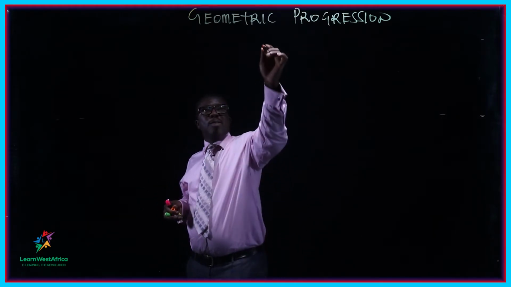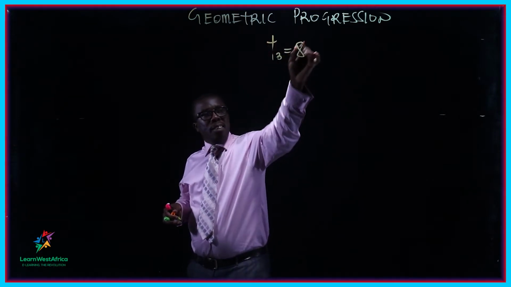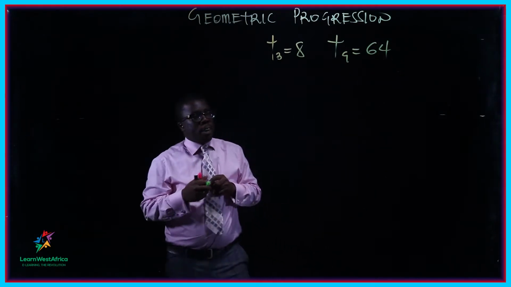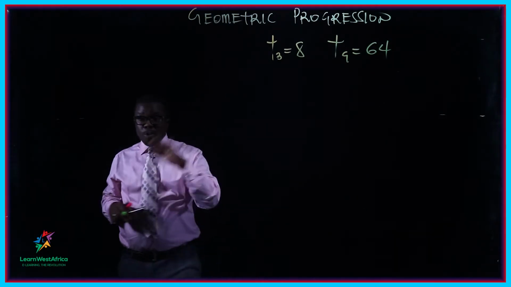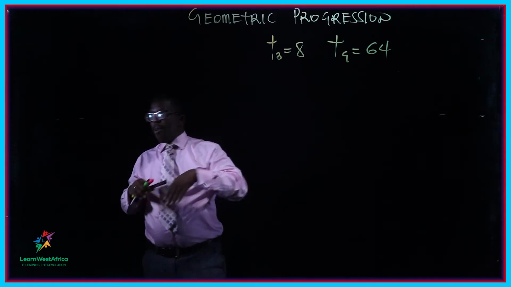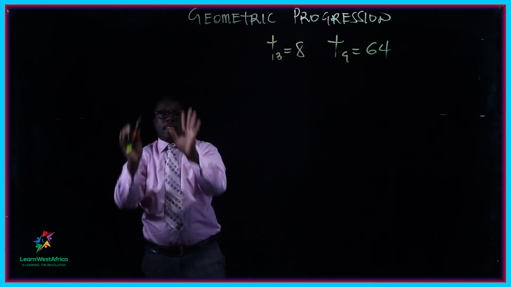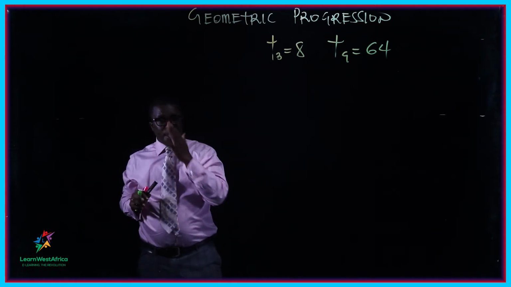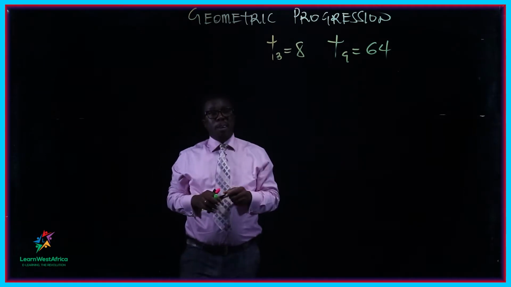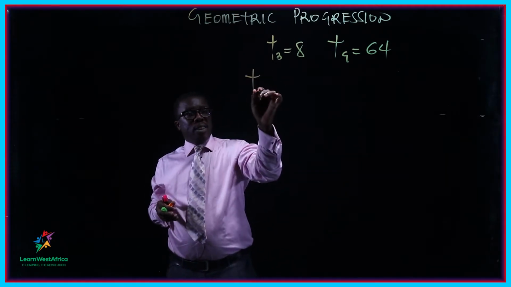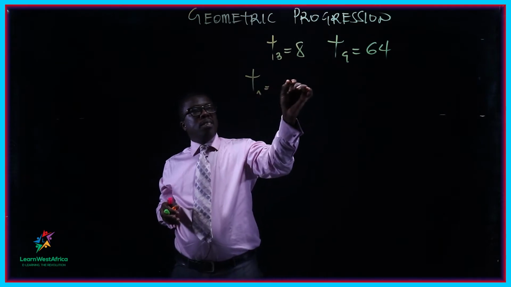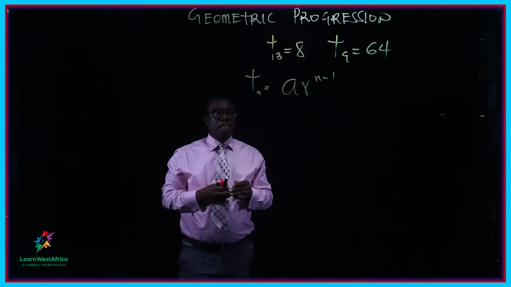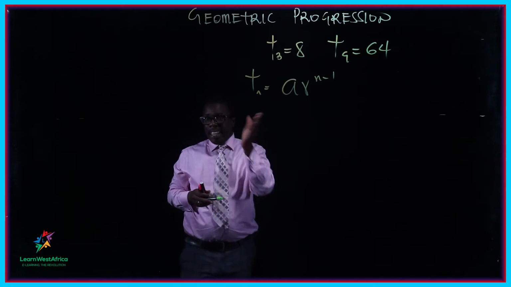All right, so let's look at that. The third term is 8 and T9 is 64. What is the common ratio and the first term? Remember, when you have problems of this sort, what do you have to do? Remember the general formula. It is always important. The general formula of a geometric progression is AR to the power n minus 1, where R is the common ratio and A is the first term.